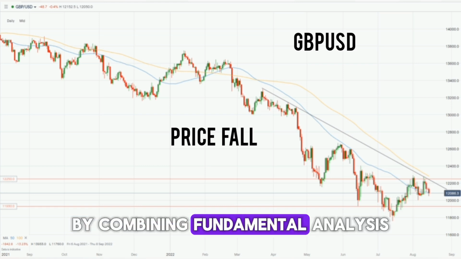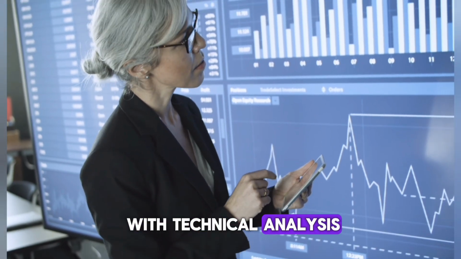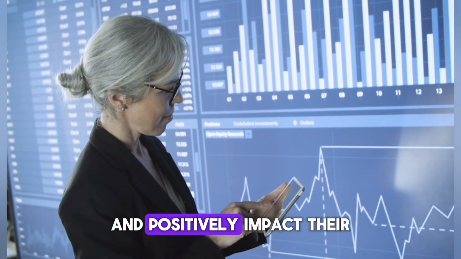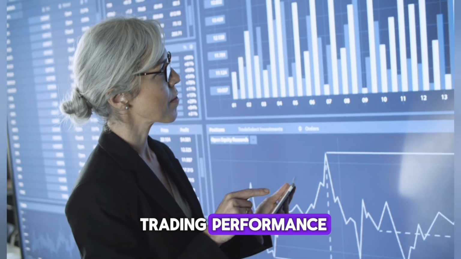By combining fundamental analysis with technical analysis, traders can make better trading decisions and positively impact their trading performance.